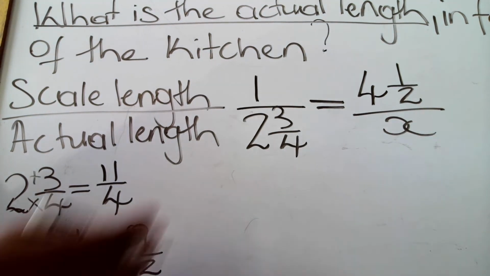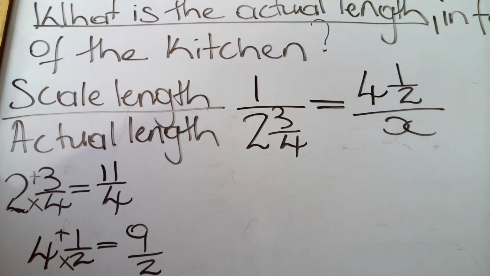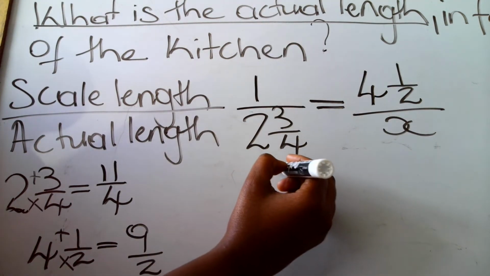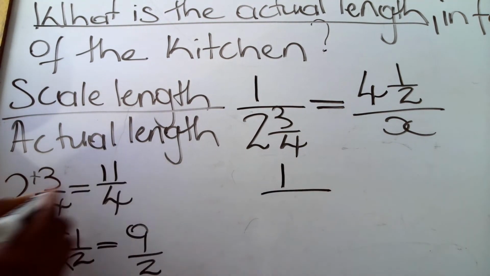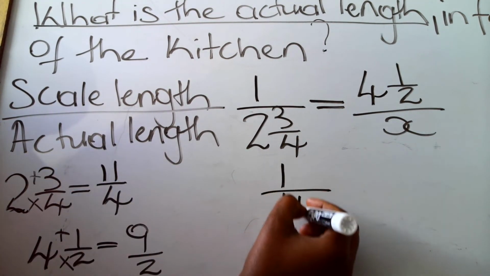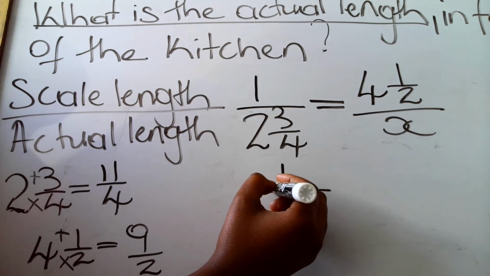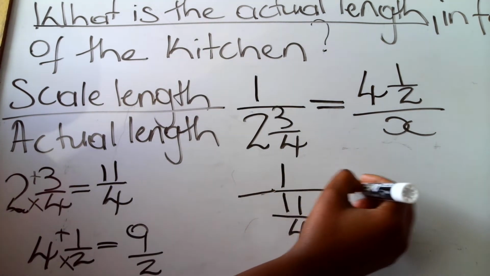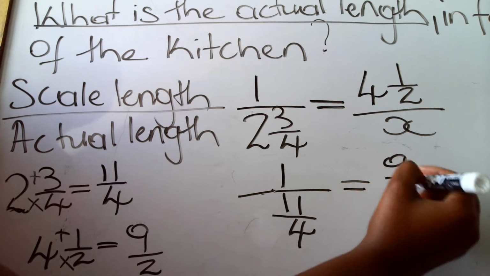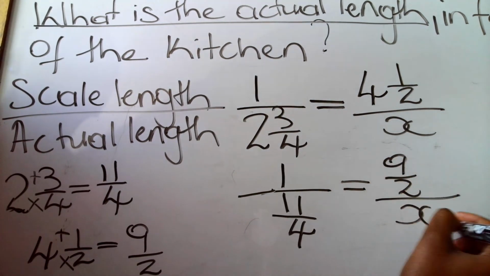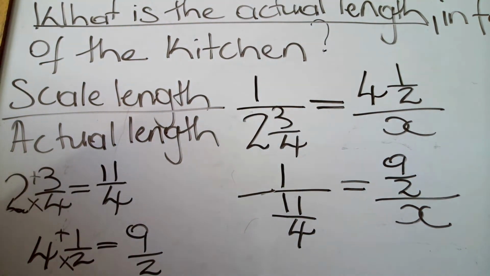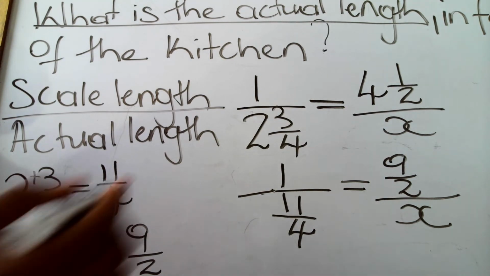Alright, so we can rewrite the proportion here. This would be 1 over 11/4 equal to 9/2 all over x. Once we set it as a proportion, we cross multiply.